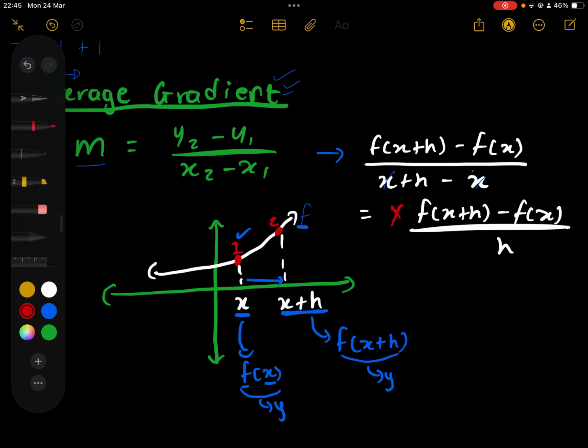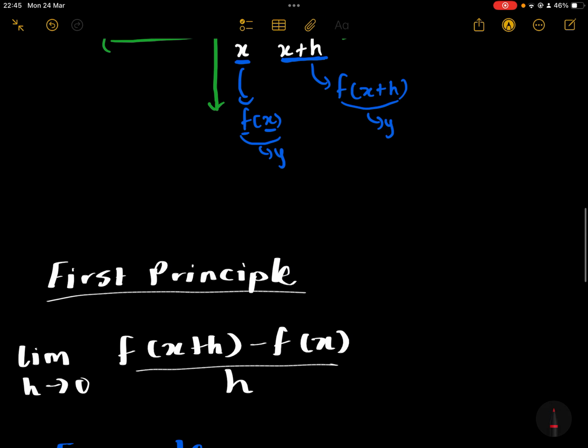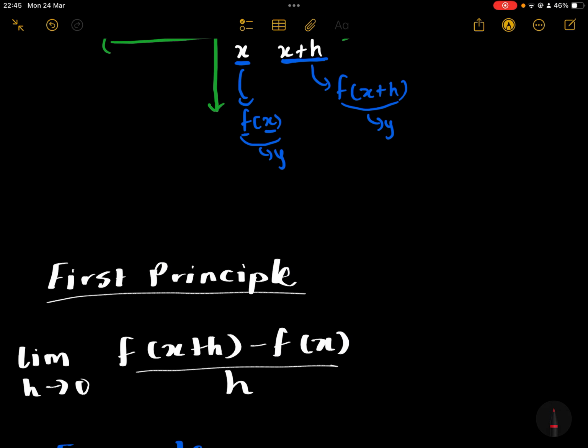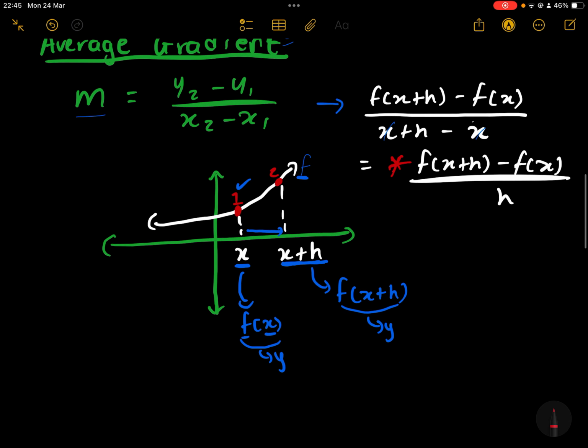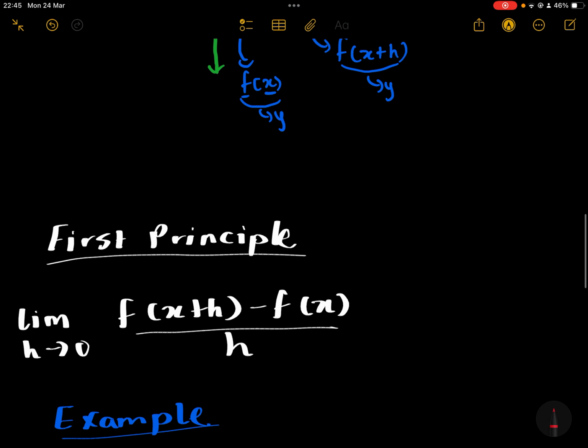Now I'm introducing you to something new. I'm introducing you to something called the first principle. You see, this is called the first principle. If you had any trouble with understanding, rewind the video. So here I'm introducing you to the first principle.